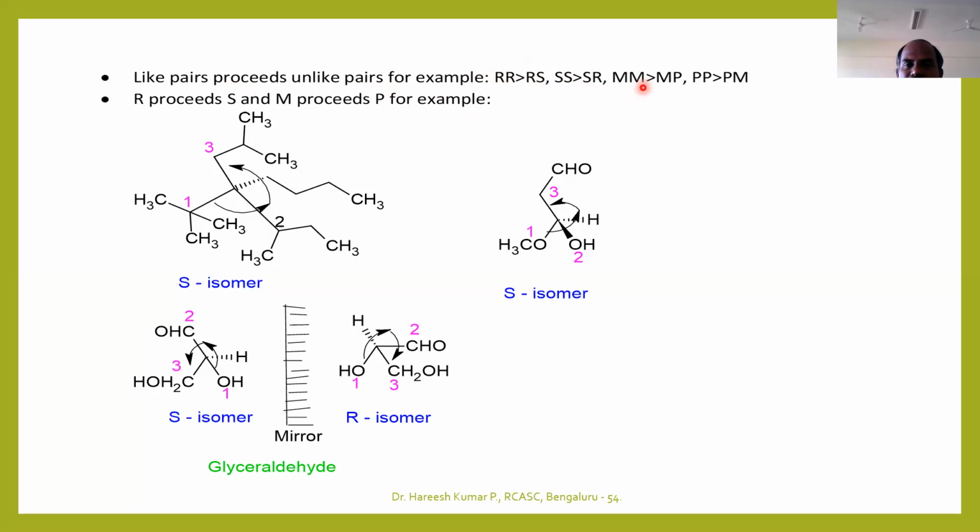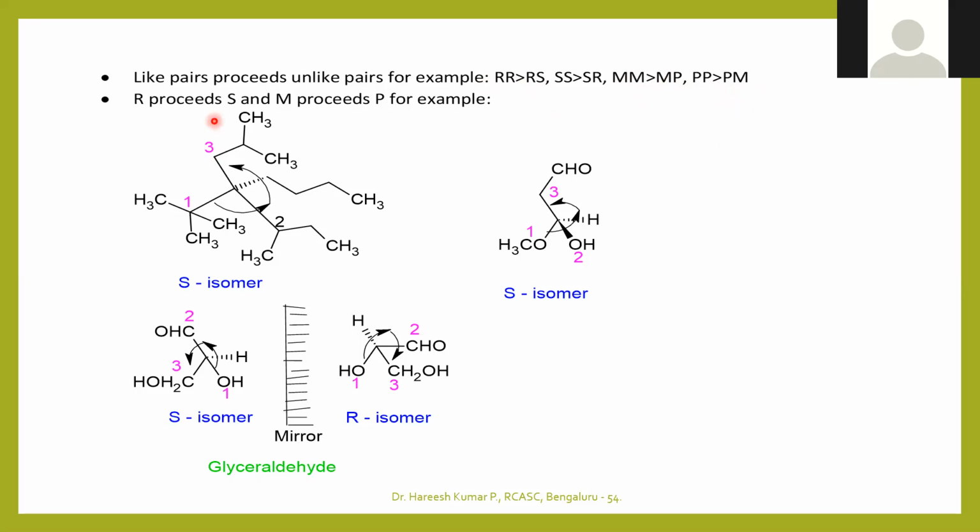Similarly, M and M configuration takes priority compared to the MP. So one more terminology used is M and P. Just like R and S is there, similarly M and P are also used. We will discuss that in future, maybe in later classes. Similarly, PP means like pairs. PP takes priority compared to the PM.